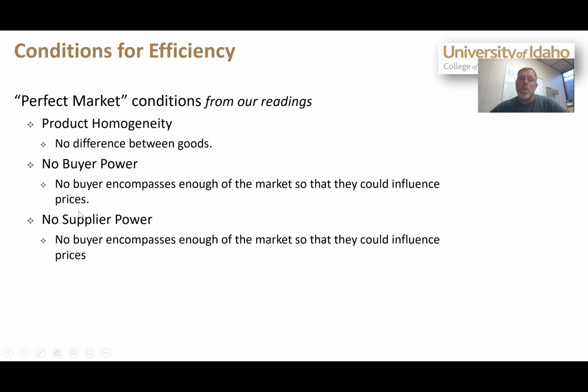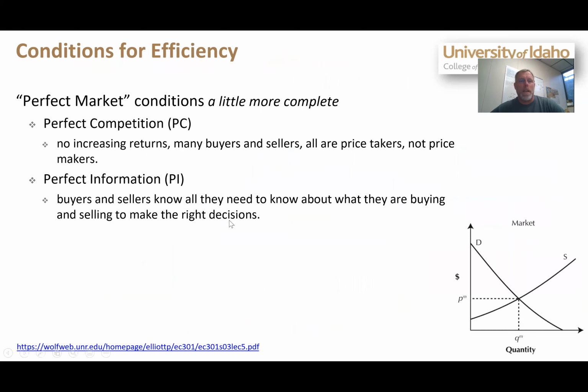We also must assume no buyer power. So there's no buyer in a market that has enough of the market that they can influence prices, and no supplier power, that no seller encompasses enough of the market that they can influence prices. Conditions for efficiency.